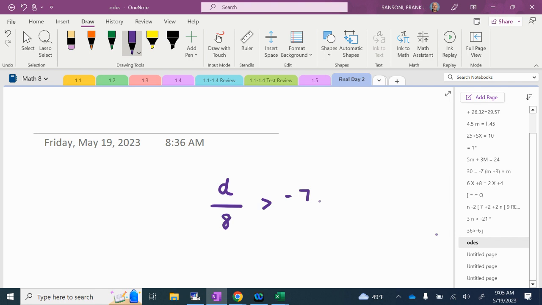Am I flipping the sign? No. Why not? Because I'm multiplying by a positive, right? So even though I have a negative 7 here, I'm not multiplying both sides by negative 7. I'm multiplying both sides by 8. So I'm multiplying both sides by a positive number, so the sign does not flip. So it's d greater than negative 56.